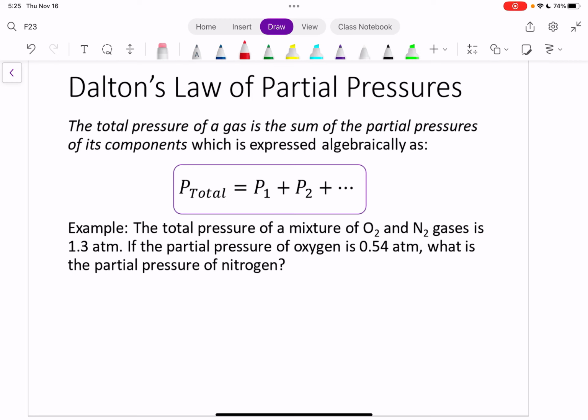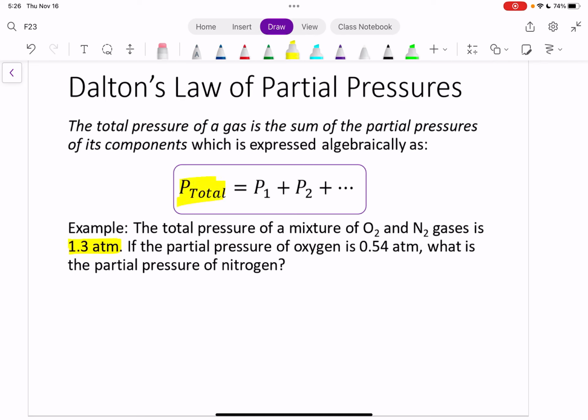It says that the total pressure of a mixture of O2, oxygen, and N2, nitrogen, gases is 1.3 atm. That's the total pressure, okay? So we would write that as P total. If the partial pressure of oxygen is 0.54 atm, what's the partial pressure of nitrogen? All right, so in other words, we've got this mixture of oxygen and nitrogen gases in a container, and we know that the total pressure of that mixture is 1.3 atm.